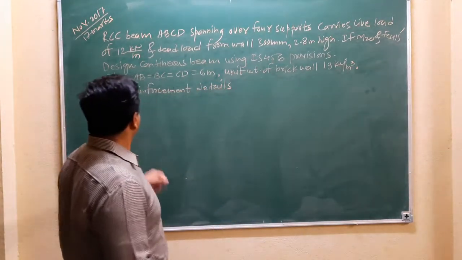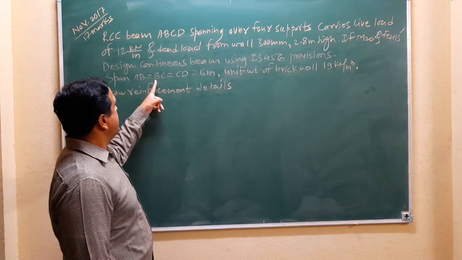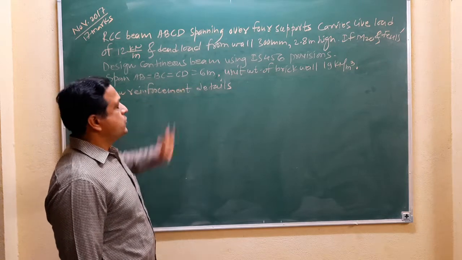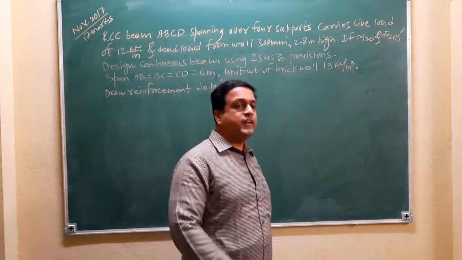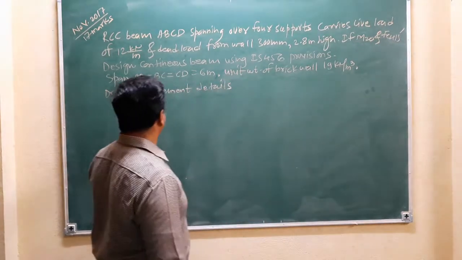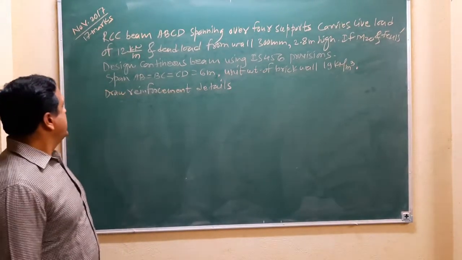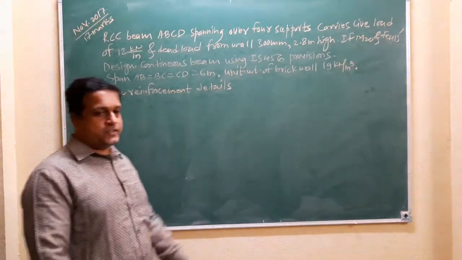Span AB = BC = CD = 6 meter. The unit weight of the brick wall is given, it is 19 kN per meter cube. And finally, they require the reinforcement details.